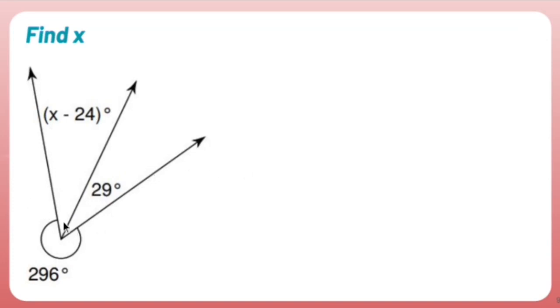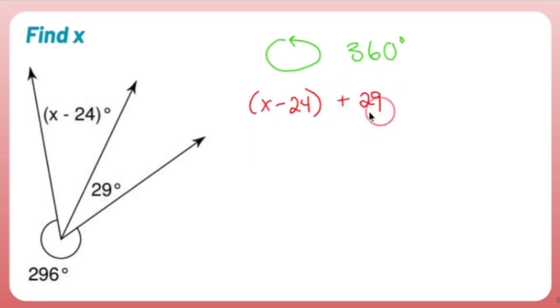What do we know? Well, they had to give us that 296 for some special reason, and that's because the only way we're going to do this is the fact that an entire circle, an entire angle spun around beginning to end, is going to be 360 degrees. So my job is to find x, where I know that this angle is x minus 24. I know that this angle is 29, so we'll add 29. The rest of a circle is going to be 296, and that whole thing is going to equal 360 degrees. So that'll help us find our x.